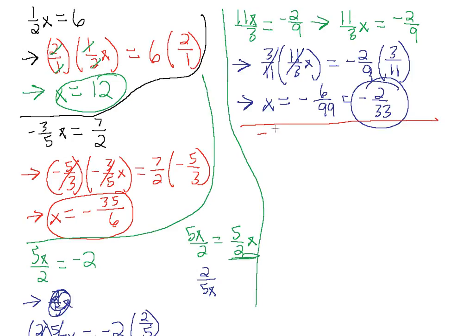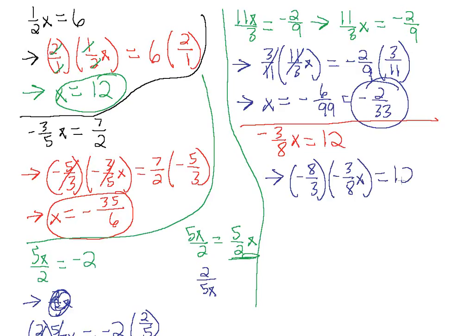Let's say we have minus 3 over 8 x equals 12. Okay, we're going to multiply by the reciprocal here to get x by itself. And we want the negative reciprocal because we want to solve for a positive x, not a negative x. So we're going to multiply by minus 8 over 3. That's minus 3 over 8x. On the right side we have 12, and we're going to do the same thing over here, multiplying by minus 8 over 3. Minus 8 over 3 is going to cancel with minus 3 over 8, leaving a positive x.